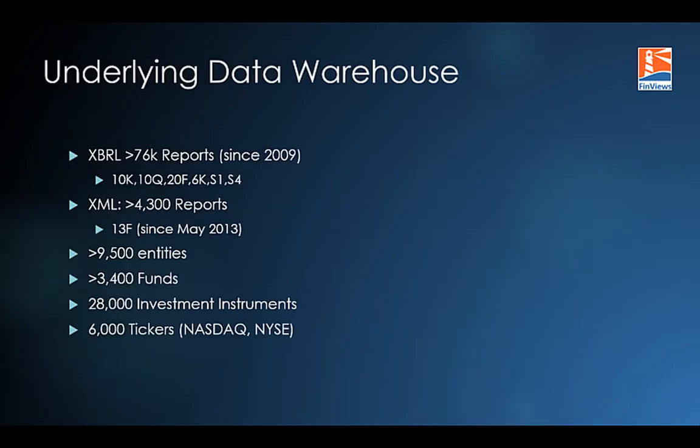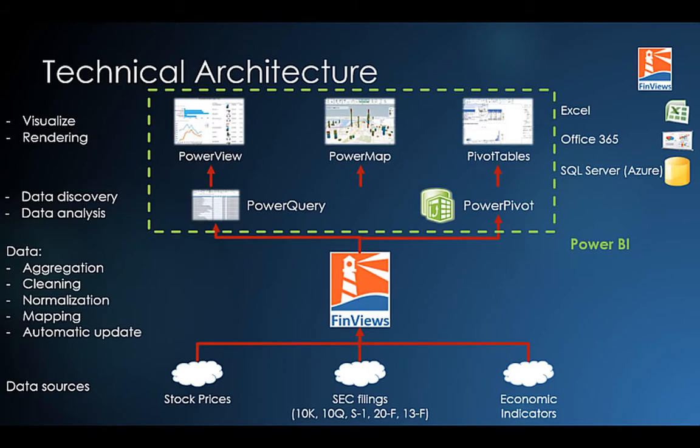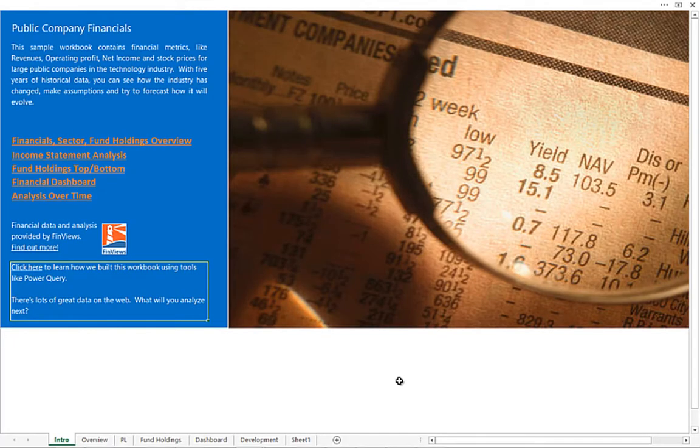Our data currently comprises around 80,000 reports filed by 9,500 entities and 28,000 investment instruments of companies that are currently listed on the Nasdaq and New York Stock Exchange. For this contest, we put together a Power BI model that uses a sample of 3 sectors from our SQL Server data warehouse. In addition to all front-end components, we have used Power Query to load stock information from the MSN web service. So let's have a look at the real thing.